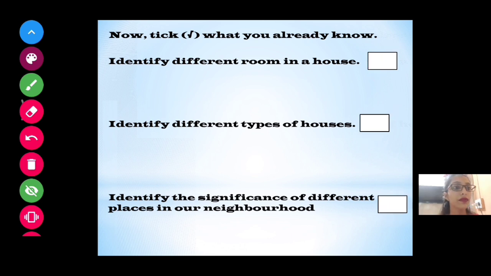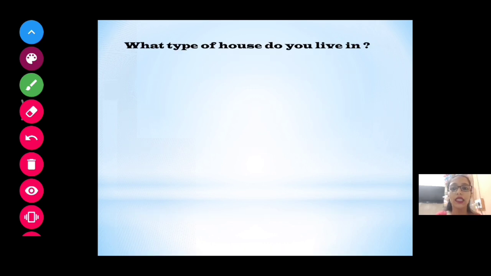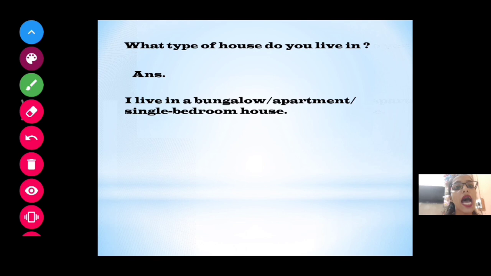Now, coming to the next point, come to page number 28 of your textbook. On that, two questions are given and the first question is present on the screen. That is, what type of houses do you live in? So now let us see the answer. I live in a bungalow, apartment, single bedroom house. Now out of these three, you can write any one.